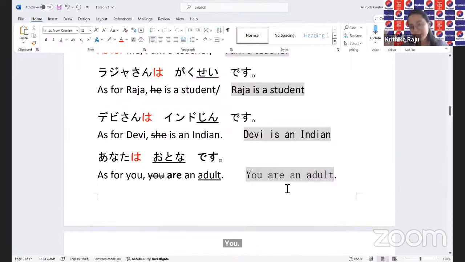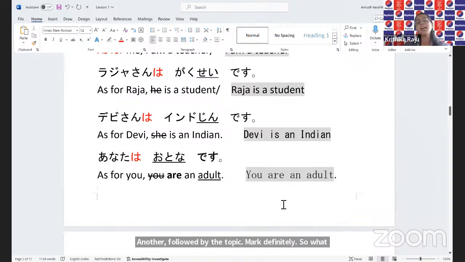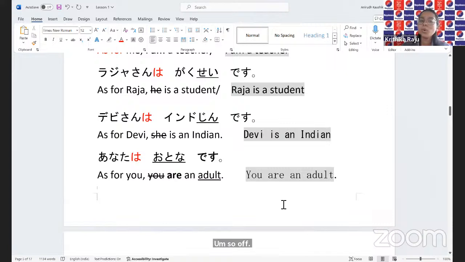So here, your sentence will begin with anata. Very good. Anata followed by the topic marker, definitely. So what is the sentence like? Can you read this? Anata wa otona desu. You are an adult. The word otona means adult.